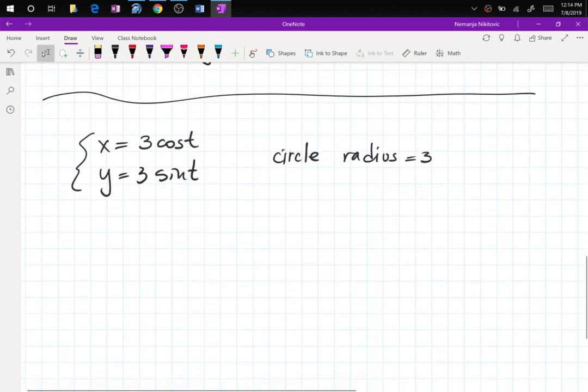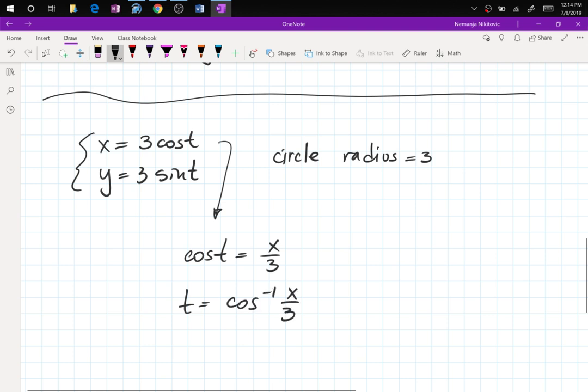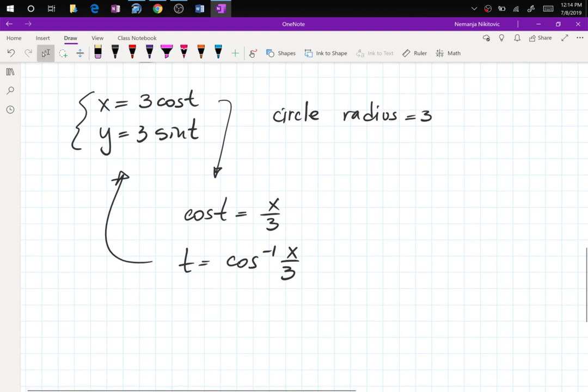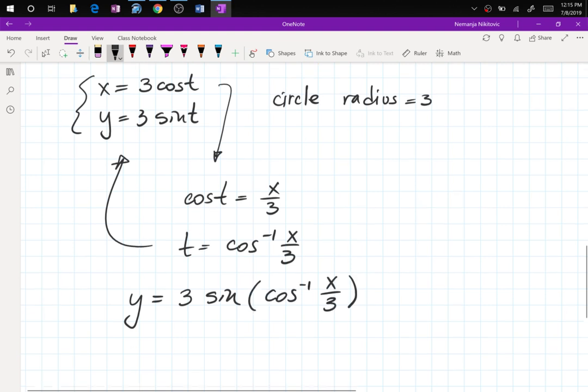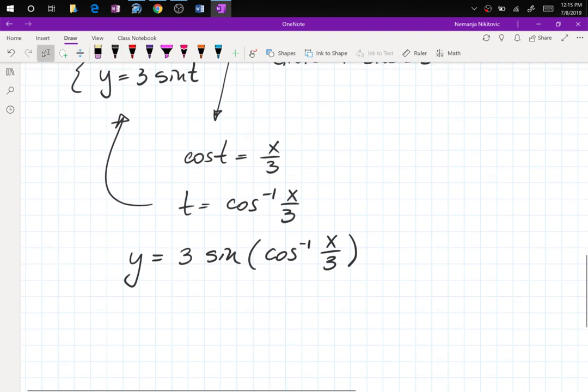Now, let's prove that. So from the top equation, we have that cosine t is equal to x over 3, from where t is equal to inverse cosine of x over 3. And now when you plug that into y, you get y equals 3 sine of inverse cosine of x over 3. Now you might remember from the trigonometry course when you had to simplify these pointless problems. They had no purpose. It was just filed under mathematical gymnastics. Hey, look what I can do. Well, now they're useful, right?